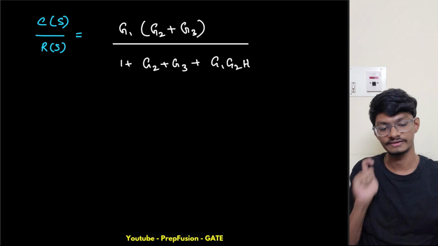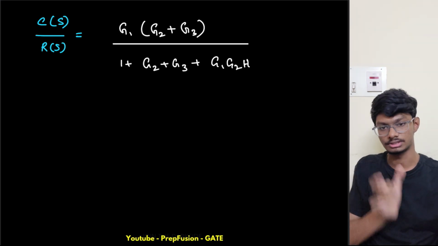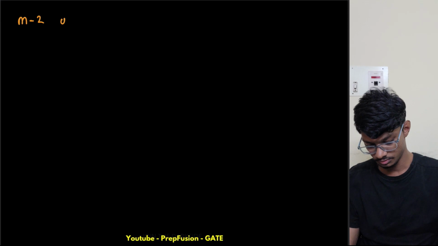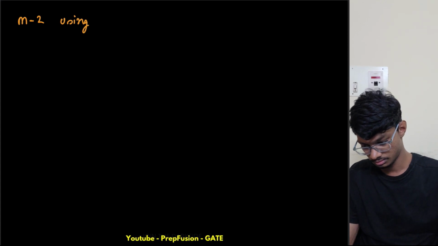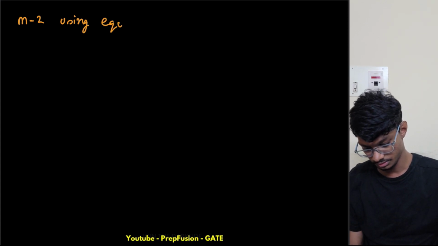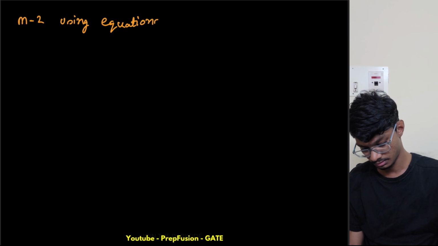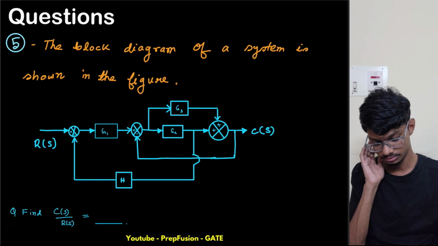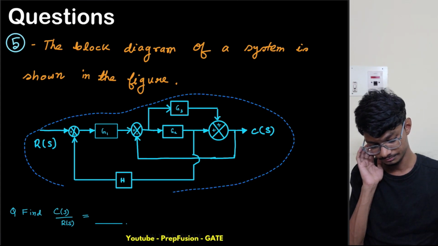Now let's cross verify it with the second method, right? Okay, so method 2, using equations. Okay, so let me take the block diagram again. So this was the block diagram, right?